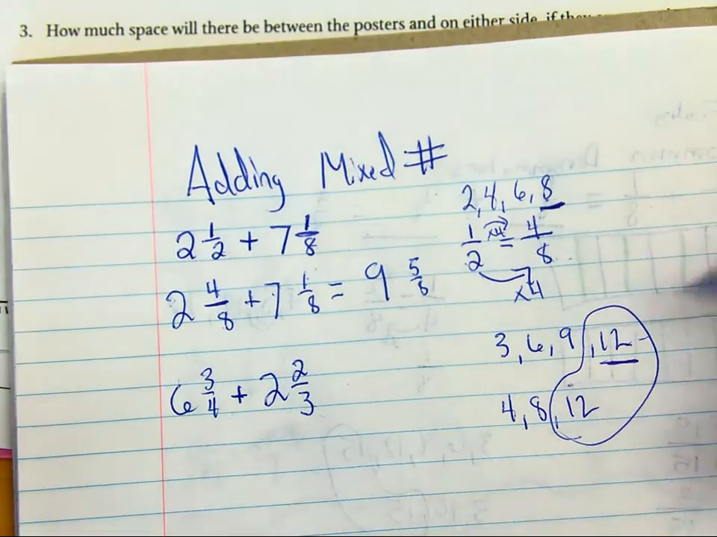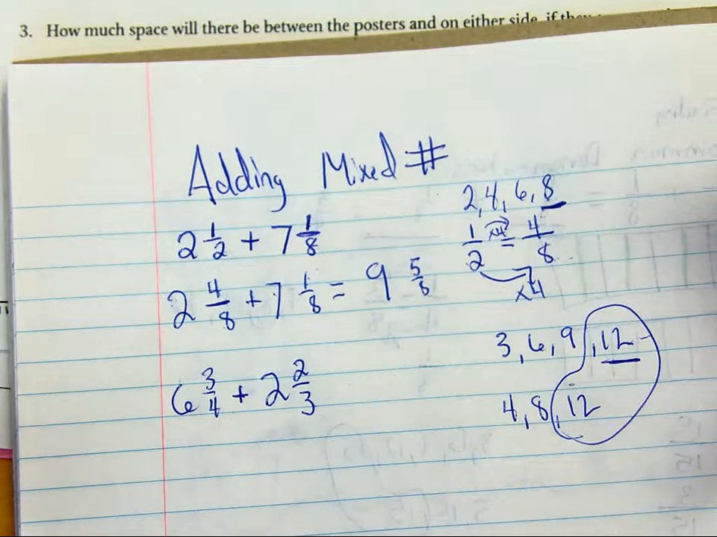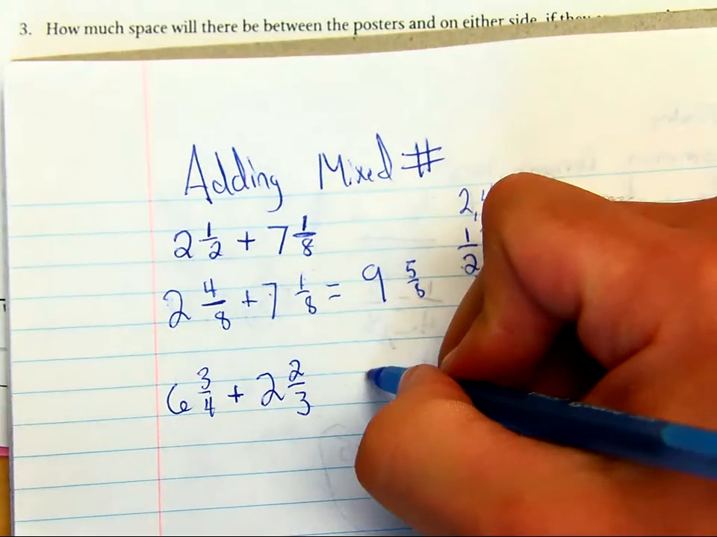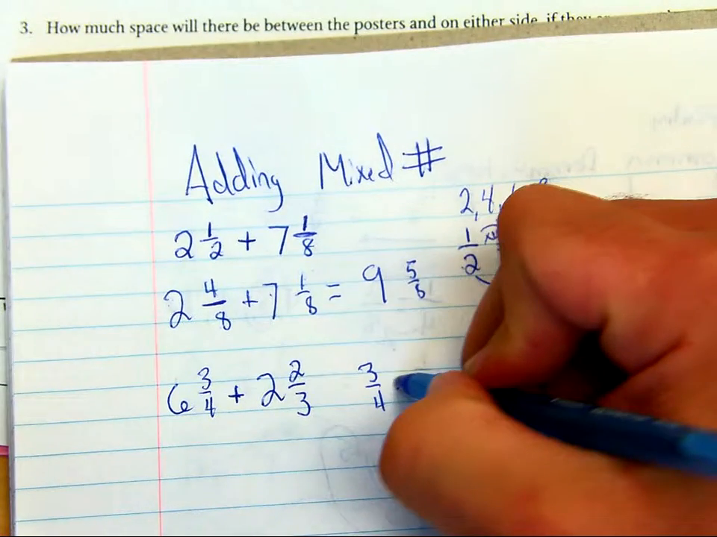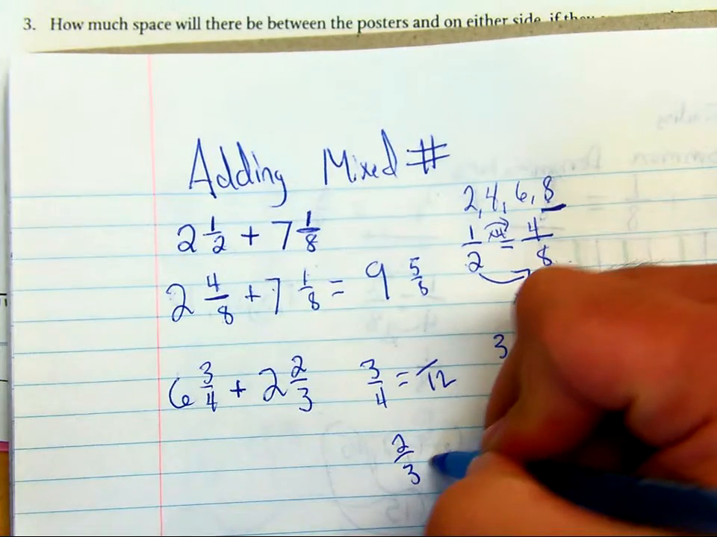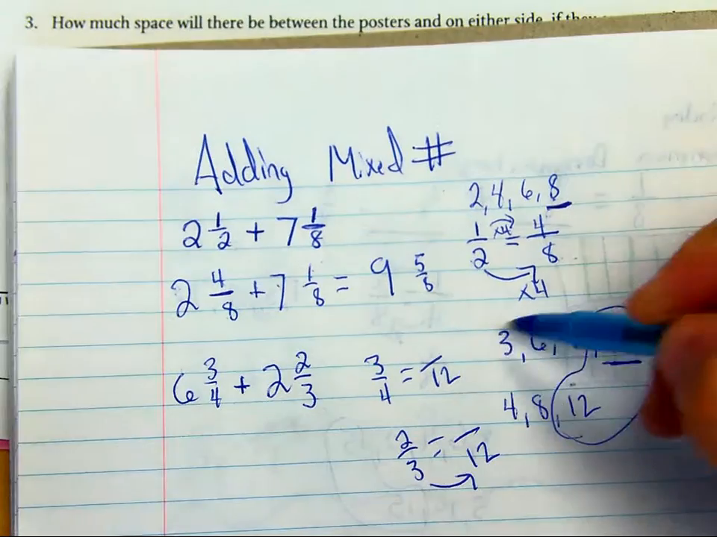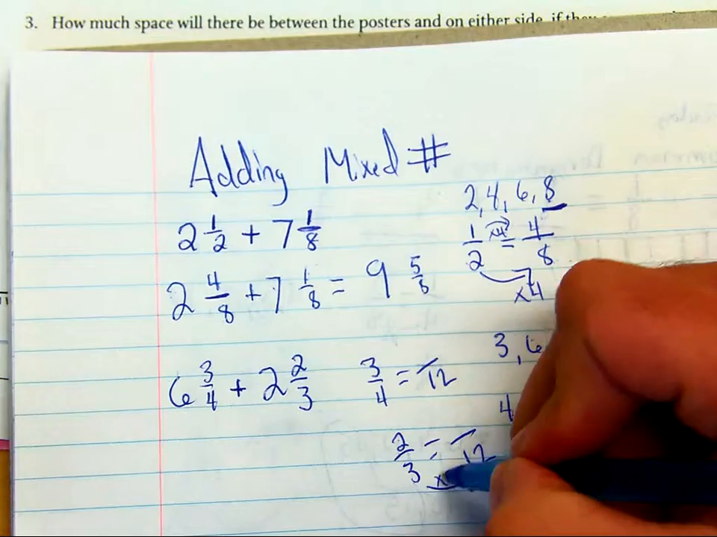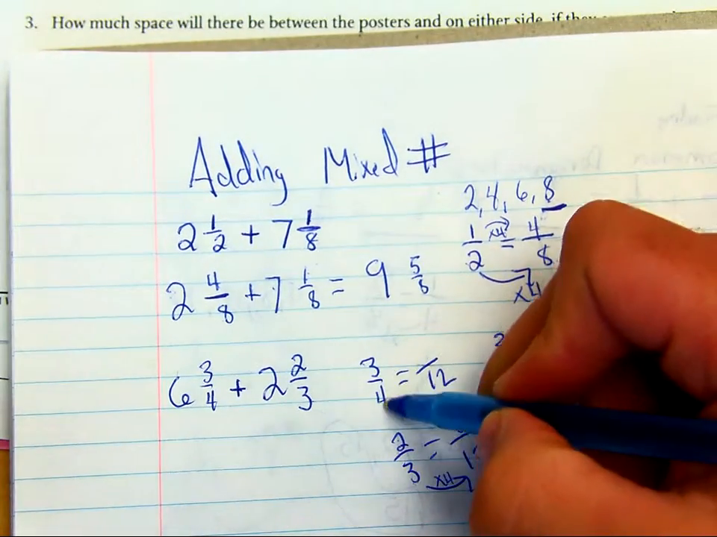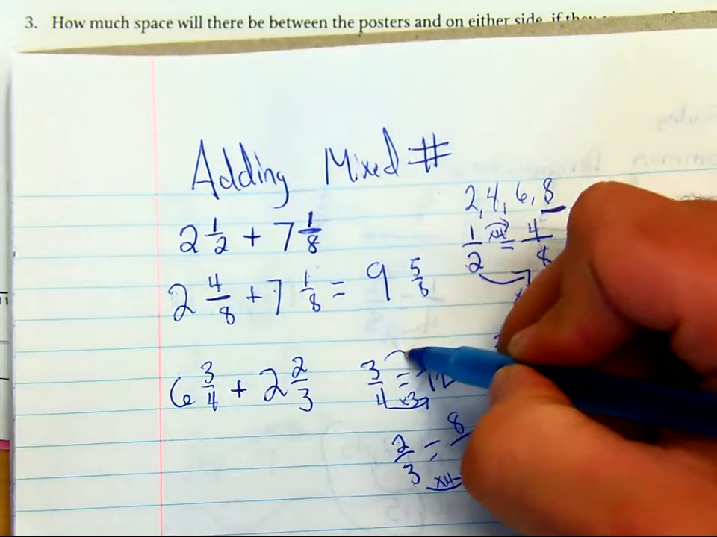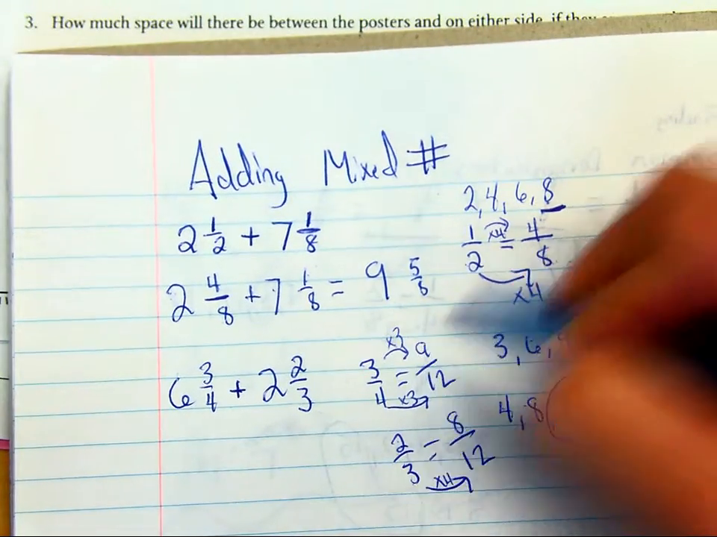So the first step I need to do is to make sure that I have my fractions changed. Okay, so 3/4 is equal to how many 12ths? And 2/3 is equal to how many 12ths? 3 times 1, 2, 3, 4. 2 times 4 makes 8. That would be times 3. 1, 2, 3. 3 times 3 makes 9.